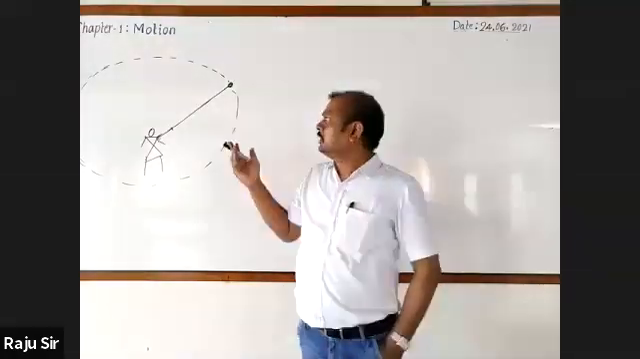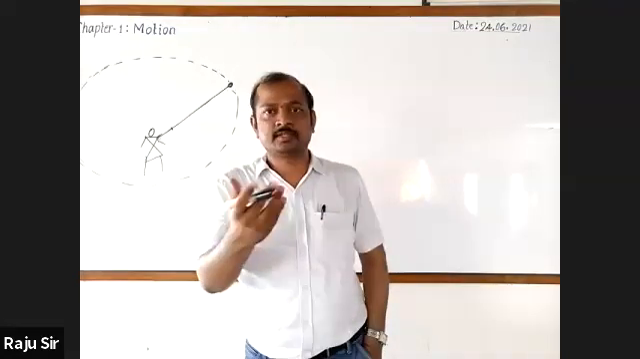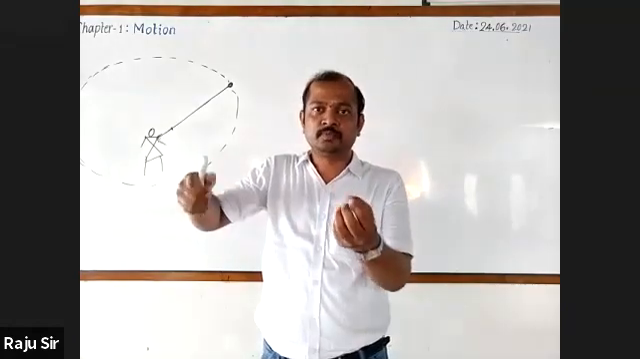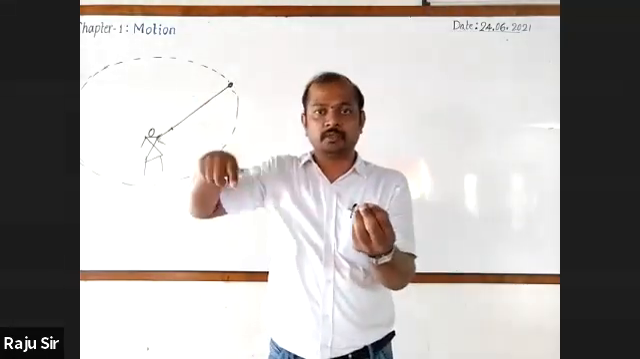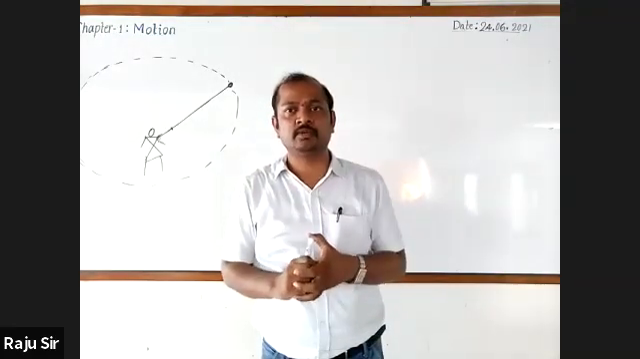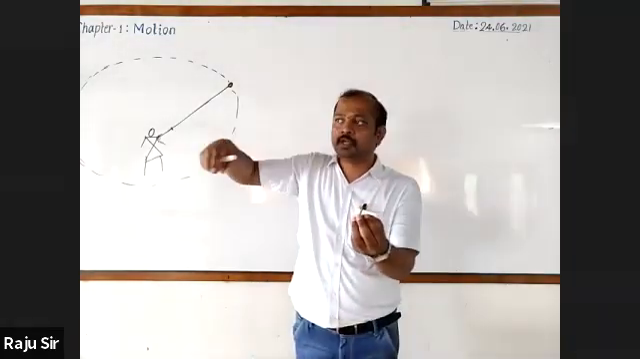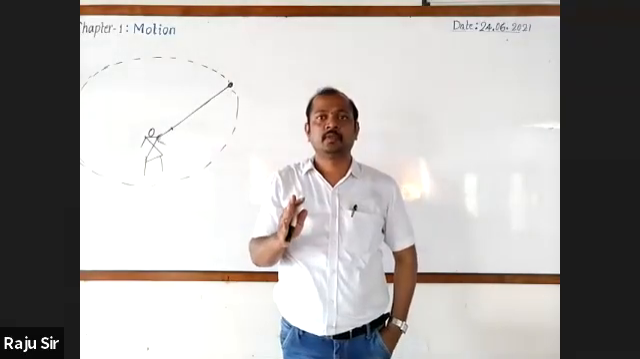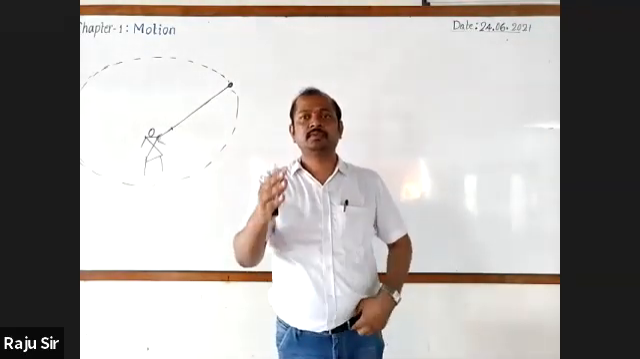Listen, so like that we can give many examples for circular motion. Even we have defined circular motion as well. When a body moves along a circular path around a fixed point, it is known as circular motion. You have given some examples for circular motion.